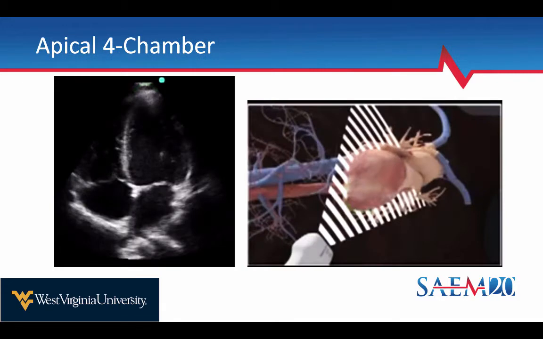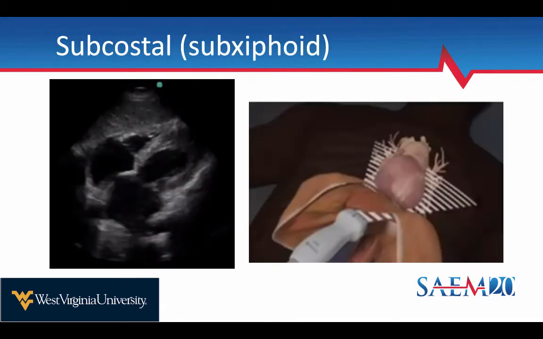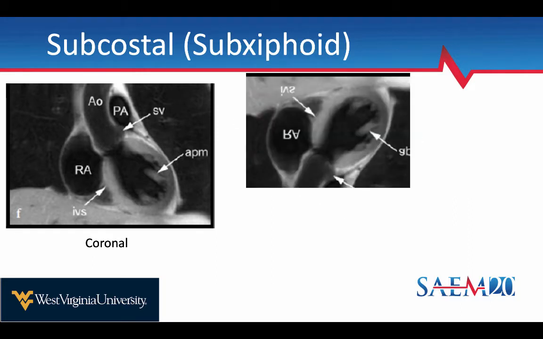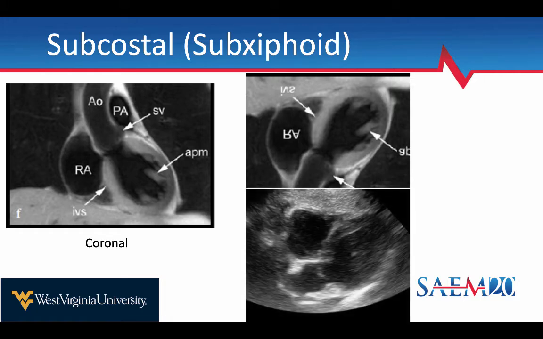Here it is for the apical 4. We've all seen this kind of stuff, right? Just another example of the subcostal, showing that anatomical orientation. And one of my favorites is flipping around in multiple orientations images from cardiac MRI, and trying to show students and/or residents how that correlates with what they're going to see on the echo screen.